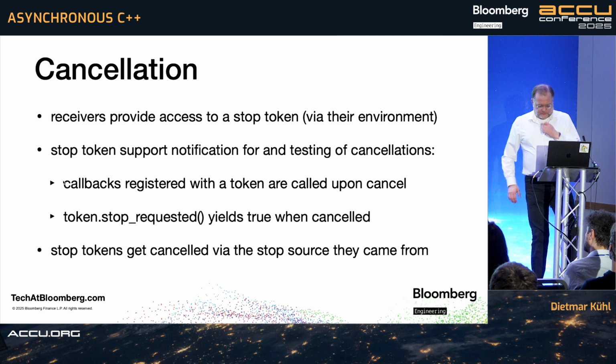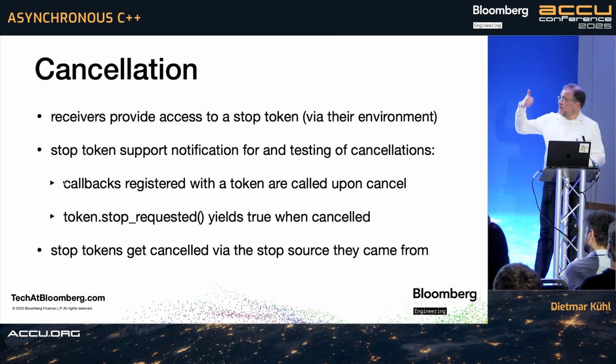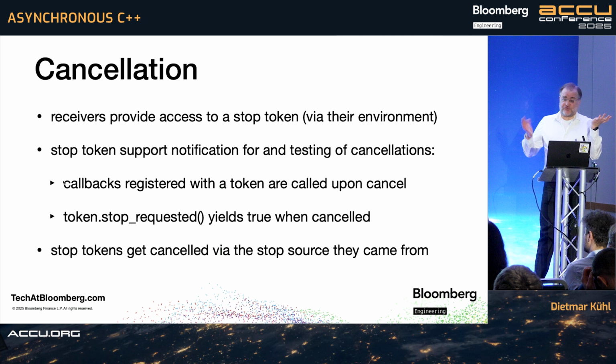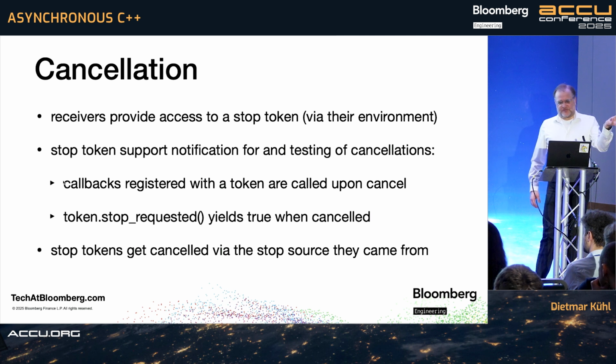One part is, for example, if you want to support cancellation. The cancellation typically comes from the consumer side of the sender, not from the build-up side. So the receiver provides access to a stop token. There's a function get_stop_token, and the stop token is an entity which supports essentially two operations. There are a few more to make things more efficient, but the main one is that you can ask the stop token whether stop was requested.